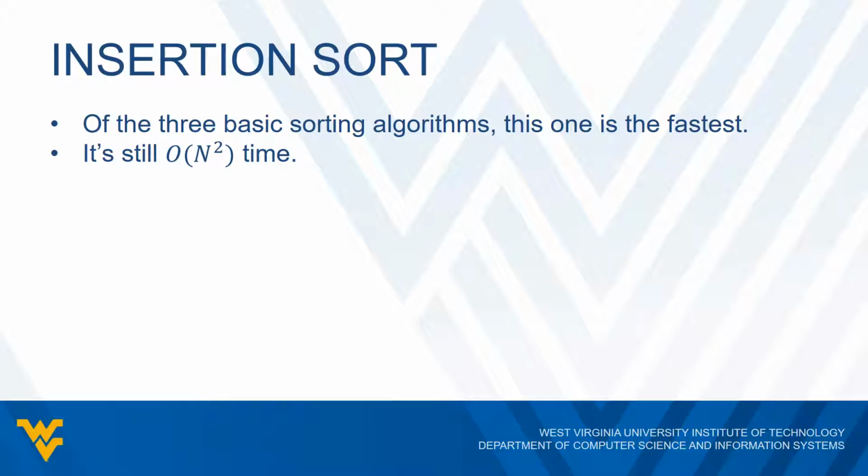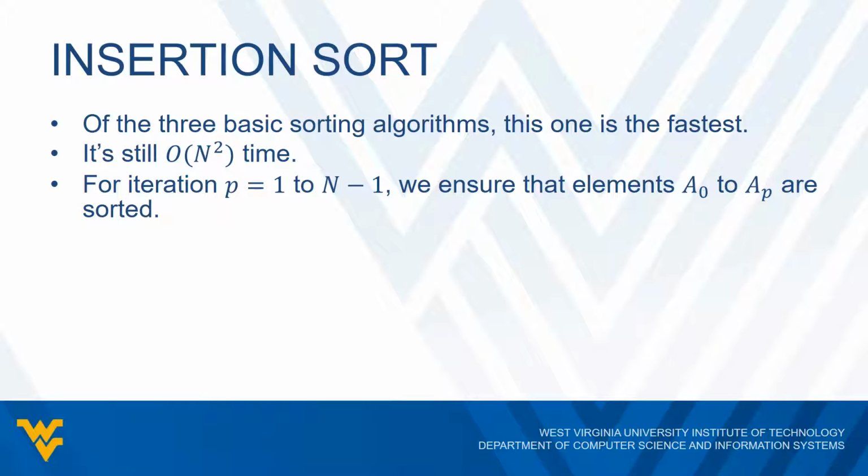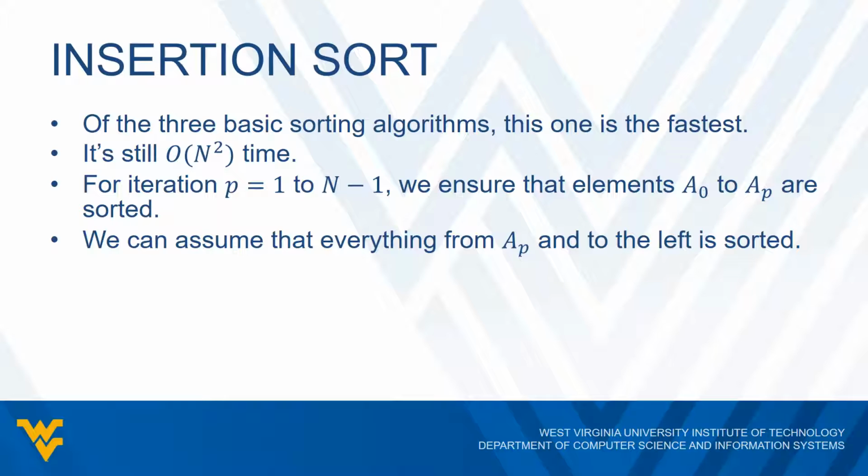Here's the idea, and I will warn you that it may be a little confusing at first, but it'll make more sense as we see examples in the code. So let's say we're at some iteration p, where p can be anywhere between 1 and n minus 1. What we have here is we're going to ensure that all the elements from A0 to AP are sorted at that iteration. We'll see how we get that in just a little bit. So that means that we can just simply assume that everything from AP and to the left of our array is completely sorted, but that means everything from AP plus 1 onward is unsorted.